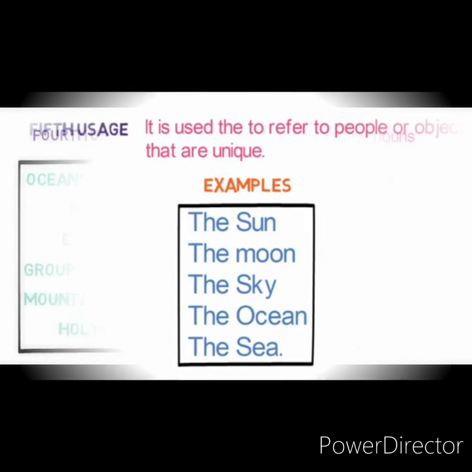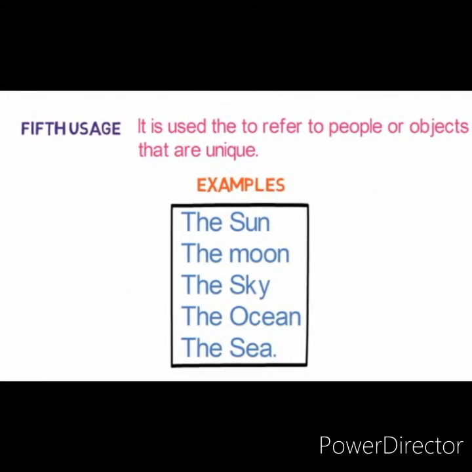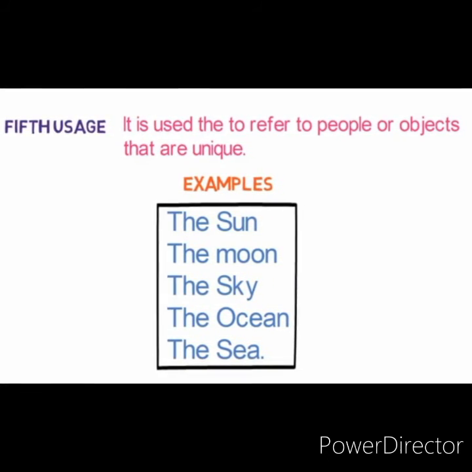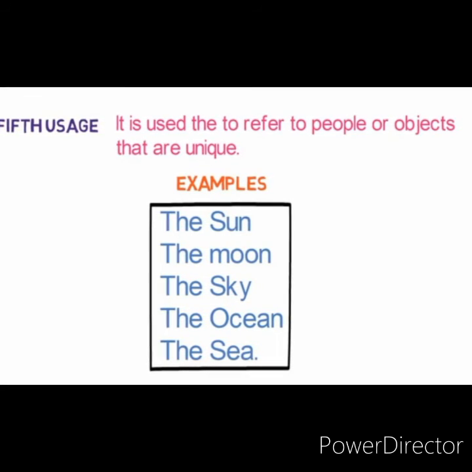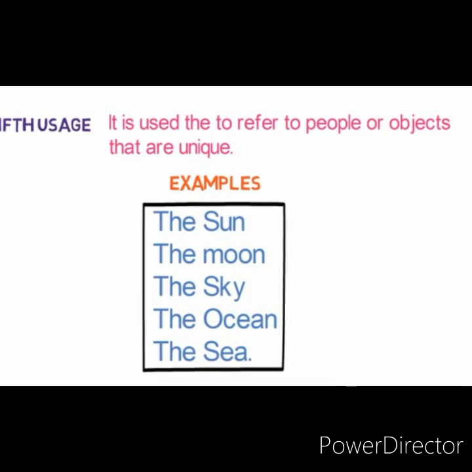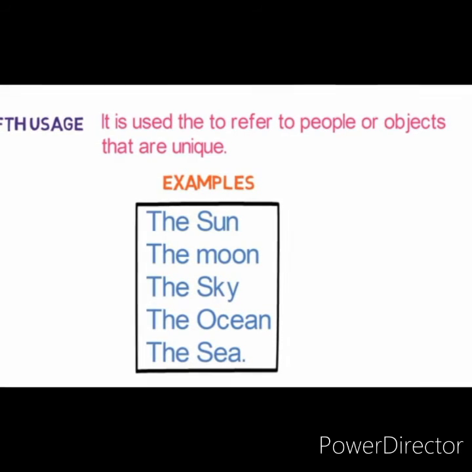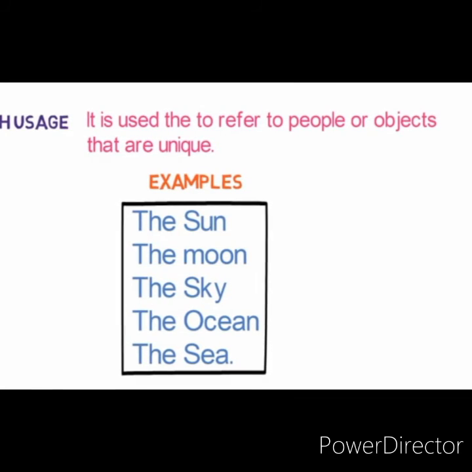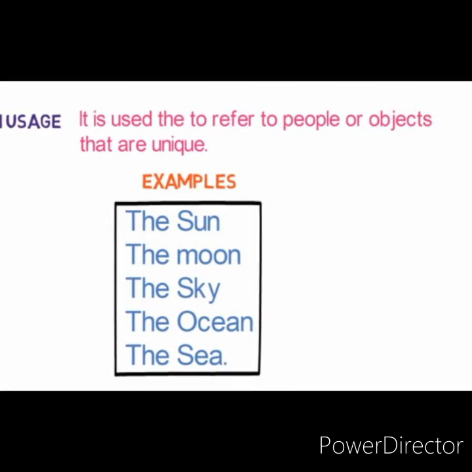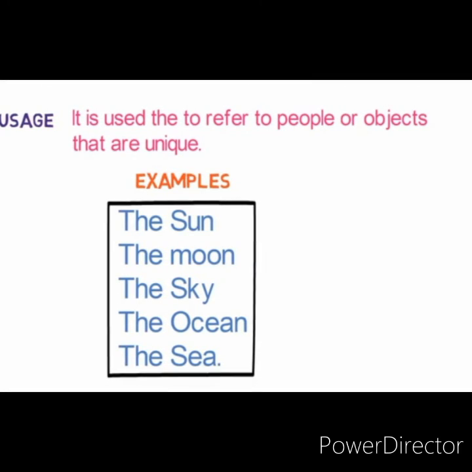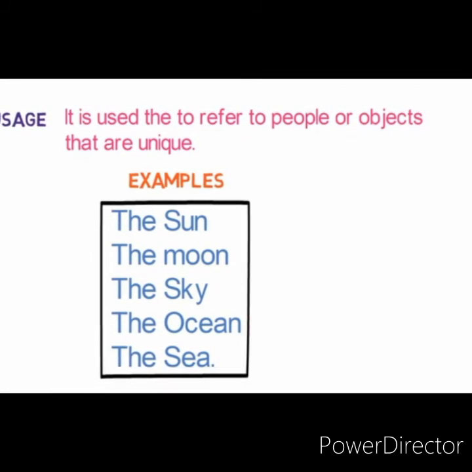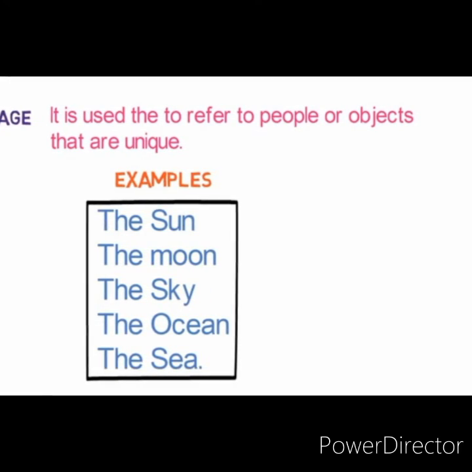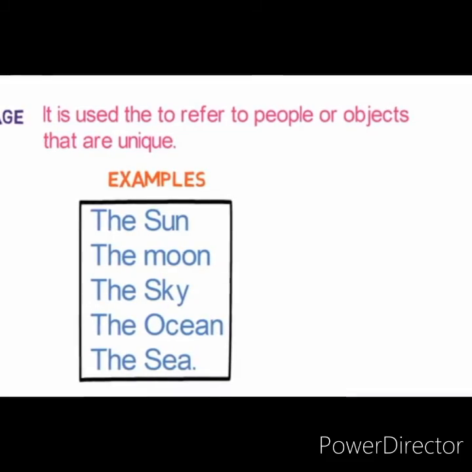Lastly, article the is used to refer to people or objects that are unique. Unique means anokha, or we can say being the only one of its kind. For example, the sun, the moon, the earth, the sky, the sea, the ocean. So these are unique objects. So that is why we use article the. So these are the 5 important usages of article the.